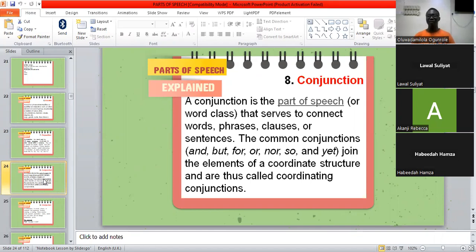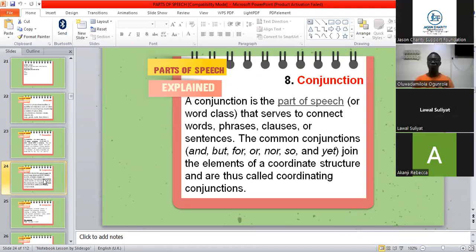F-A-N-B-O-Y-S. F stands for, A stands for and, N stands for no, B stands for but, O stands for or, Y stands for yet, and S stands for so. So if you want to talk about conjunction sometimes and you forget, just put it in your head, fanboys.